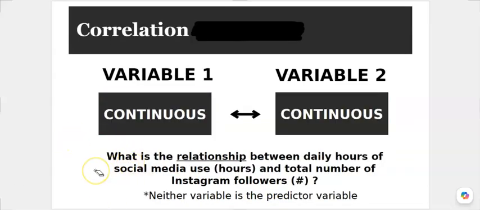And then correlation is another test for the relationship, whether they are related or not. For example, what is the relationship between the daily hours of social media use and the total number of Instagram followers? The daily hours of social media use is a continuous variable, and the total number of Instagram followers is another. When the daily hours increase, we guess that the total number of Instagram followers also increases. So this is how variable 1 and variable 2 are related, and they are both continuous. In that case, we use the correlation.